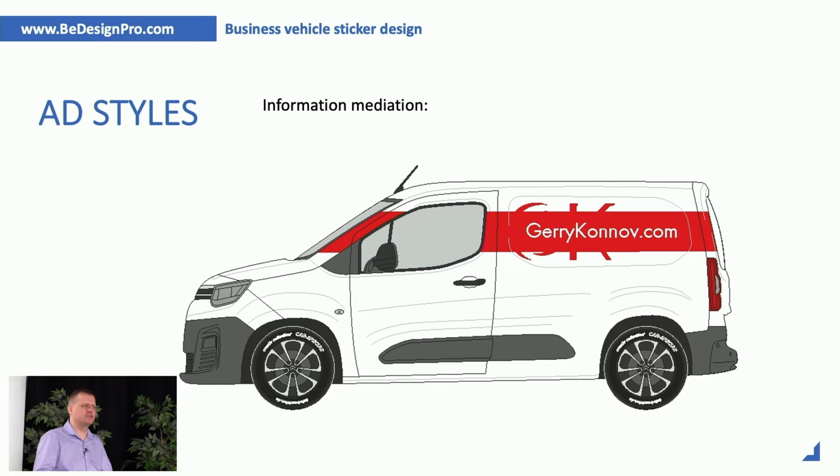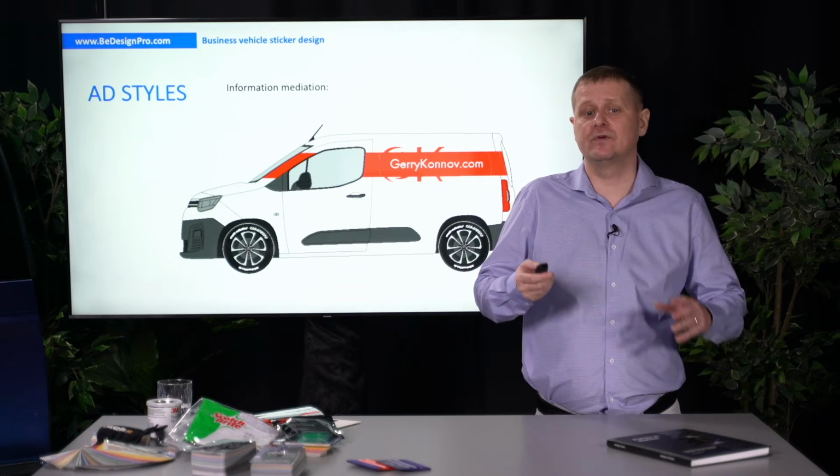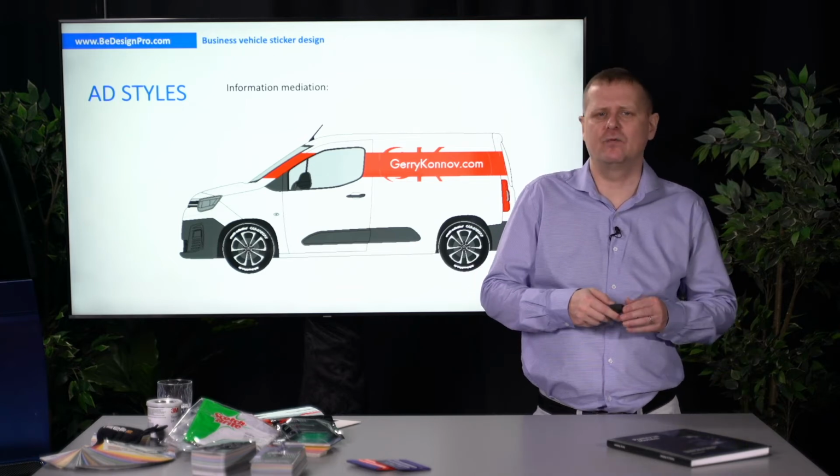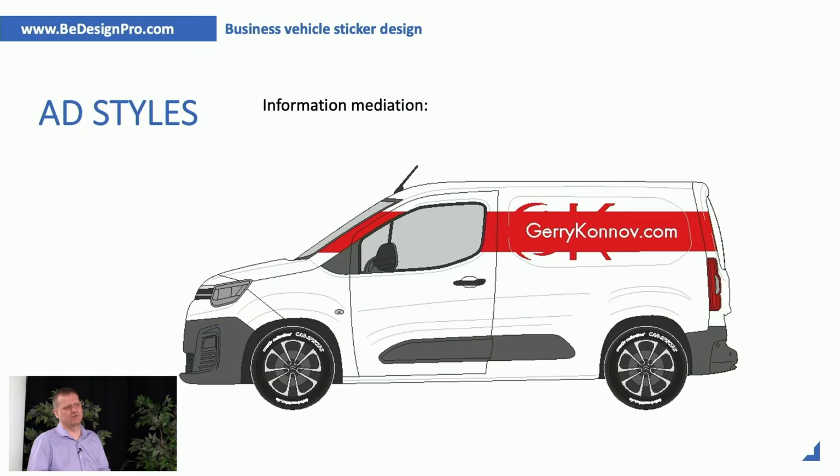First, information mediation. We have a red stripe, but as most used logo places are only on the driver's door, I wanted to do something different than just simply a logo on the door. Still only promoting my name and domain, but the logo module is actually integrated into the red stripe. When you look at it, you see the GK through it. You understand it's my company logo, and KerikonnovCom in the red stripe is visible.